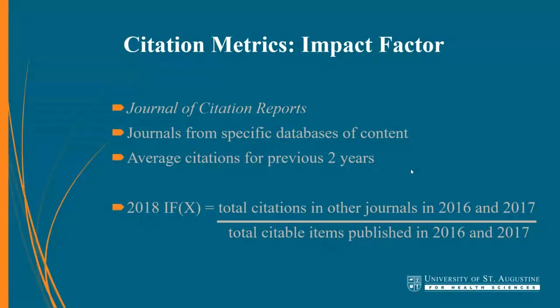Just as an example, one of the most common ones is the impact factor. This is published every year by the Journal of Citation Reports. Again, as I mentioned, it gathers data from a specific set of journals that are part of their databases that they use for content, that they use for the citation analysis. And this one is simply the average number of citations of a journal in the previous 2 years. So let's say Nature has an impact factor of 3,000.